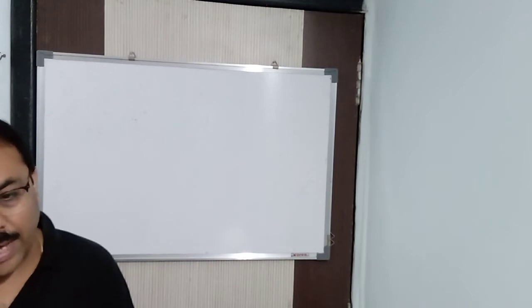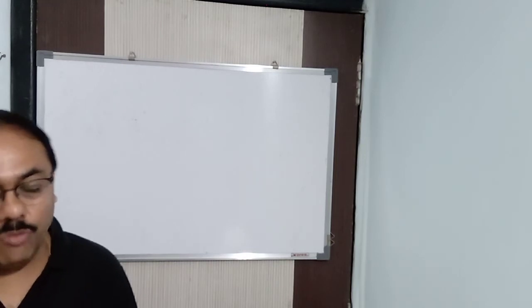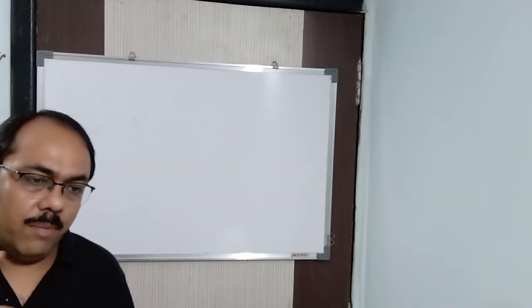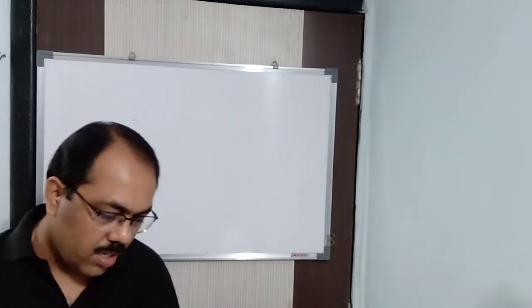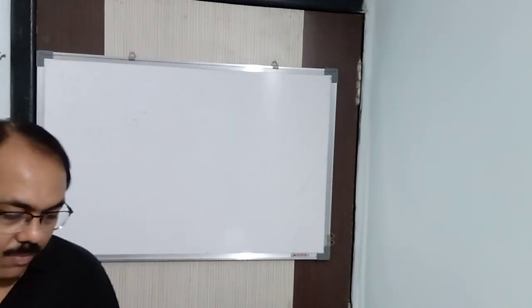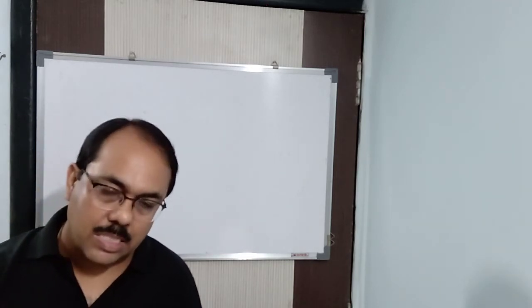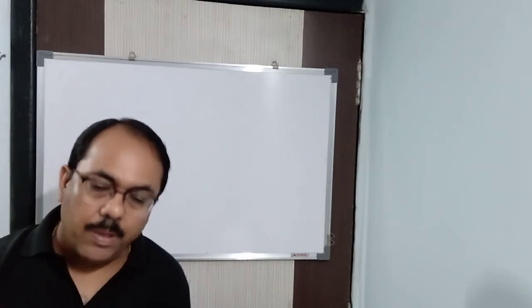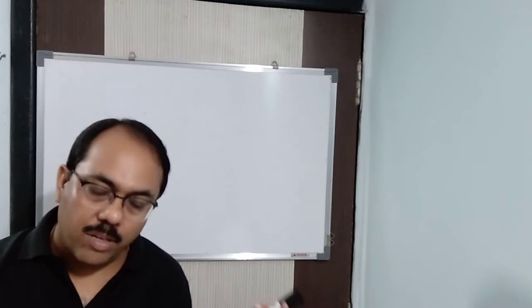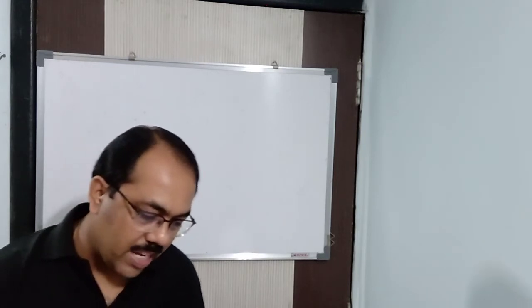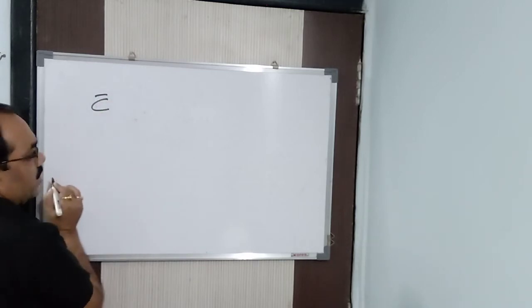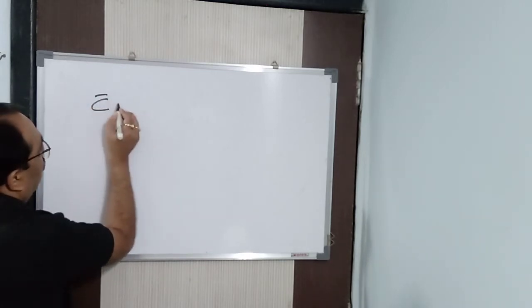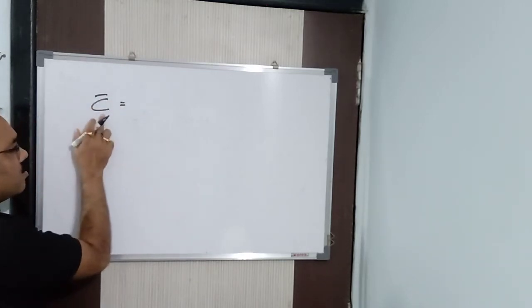Very simple. Like in maths, how do you calculate the average? We take the number of molecules into the velocity divided by the total number of molecules. It's the arithmetic mean of the speeds of the different molecules of the gas. In maths you study the arithmetic mean. Our average speed is denoted by c bar.